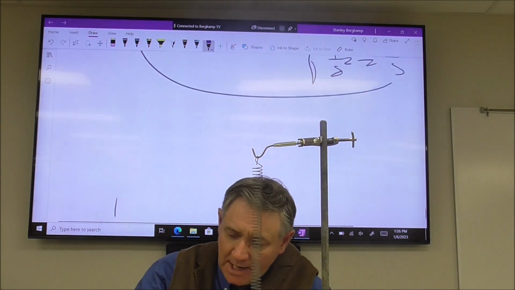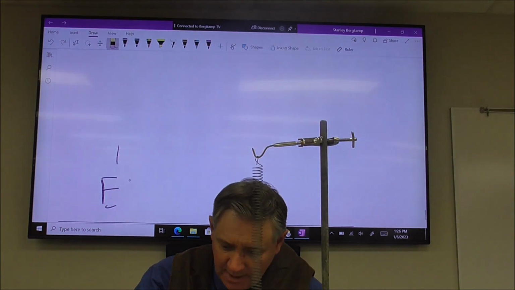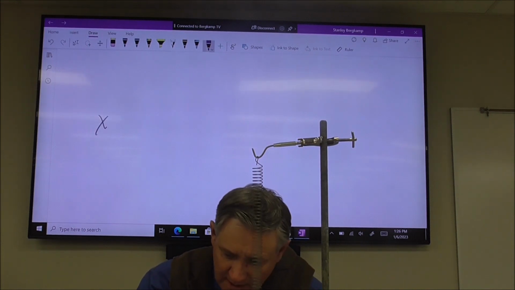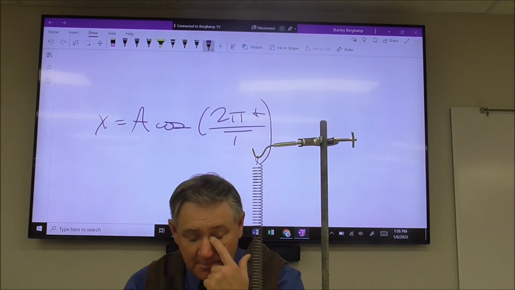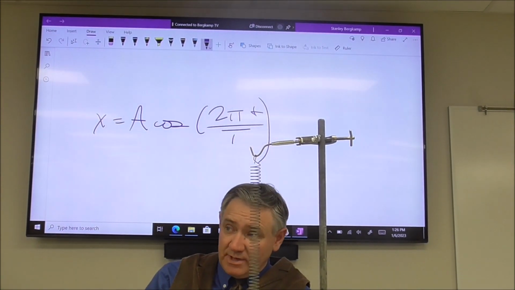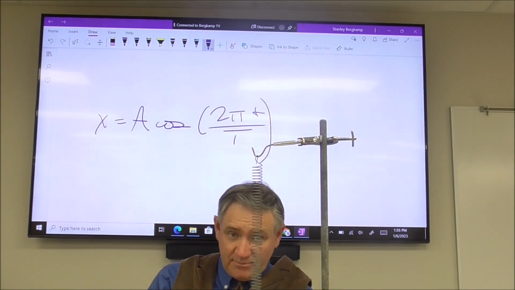Now, when you get to number 9, I'm going to show you a couple of different ways that you can approach number 9. So you've got x equals A cosine of 2 pi t over T. This is the only time I will tell you that your calculator has to be in radian mode. This doesn't work in degrees. This has to be in radian mode.